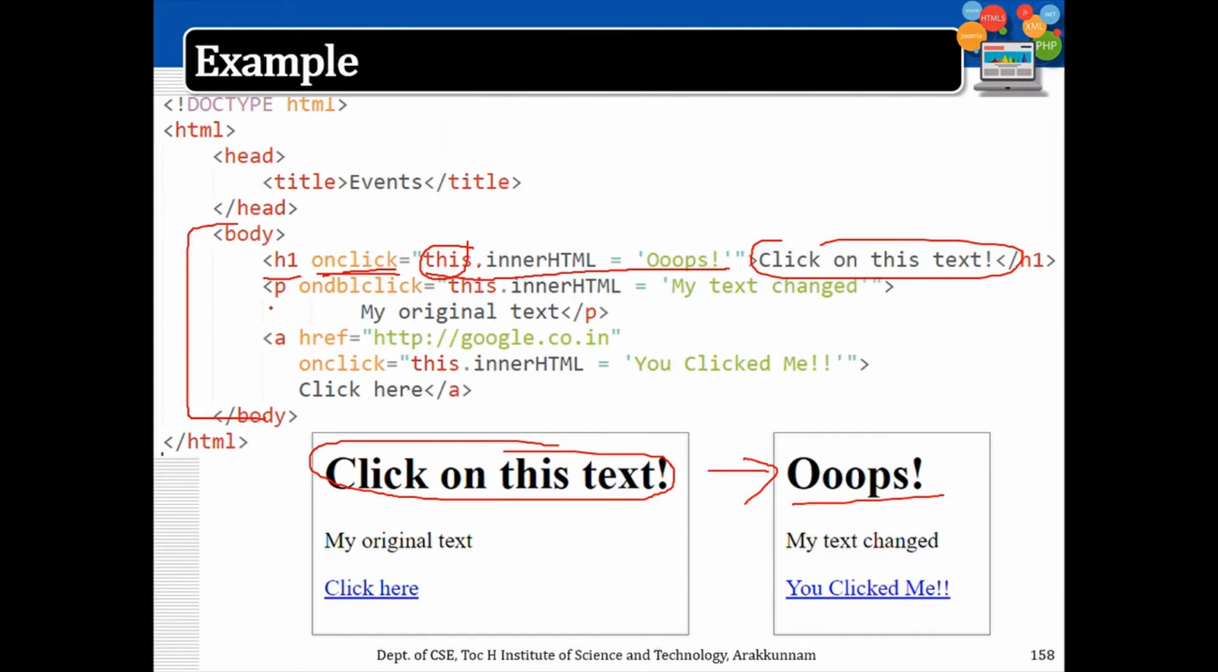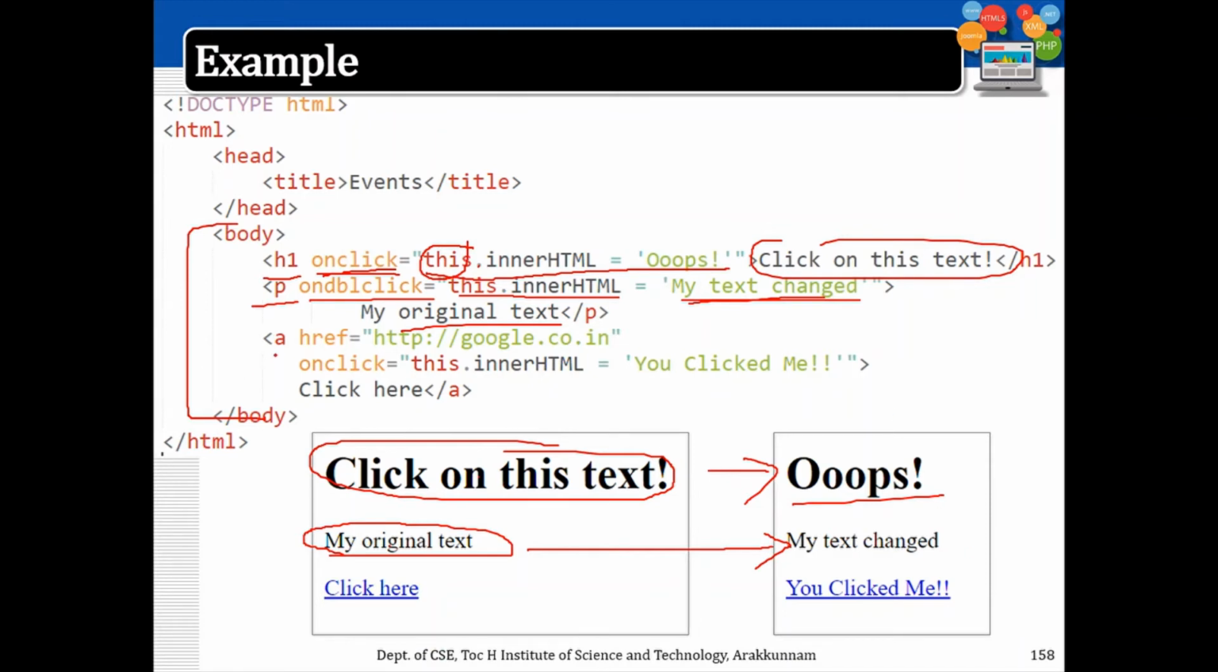Coming to another event, I have a paragraph defined later which contains my original text. My original text is a paragraph tag with defined text here. On double click, if I double click on this paragraph, this.innerHTML is changed to "my text change". So you can see the change here. After double clicking, it is changed to "my text change".